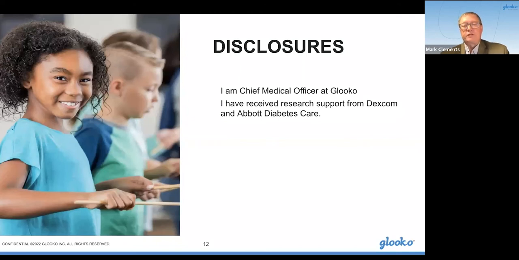A couple of disclosures I'd like to share. Of course, I'm the Chief Medical Officer at Glooko, and I have in the last few years received research support from both Dexcom and Abbott Diabetes Care for some academic research I have performed.